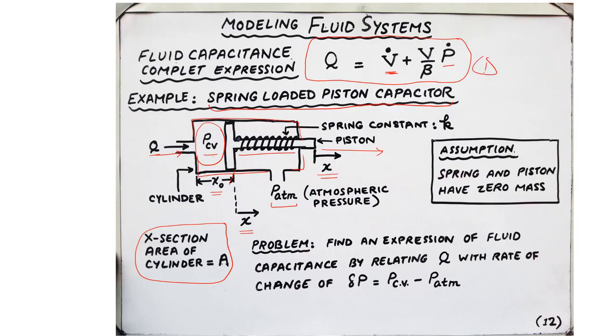Then a further assumption before writing down the expression of the capacitance is that the spring and the piston are considered to have zero mass, or their masses are negligibly small. But we are going to assume that the spring does have some stiffness represented by a spring constant K. Our job then is to find an expression of the fluid capacitance by relating Q with the rate of change of the pressure difference. So remember, in this case, the pressure difference is essentially PCV minus PATM, the difference of the two pressures.